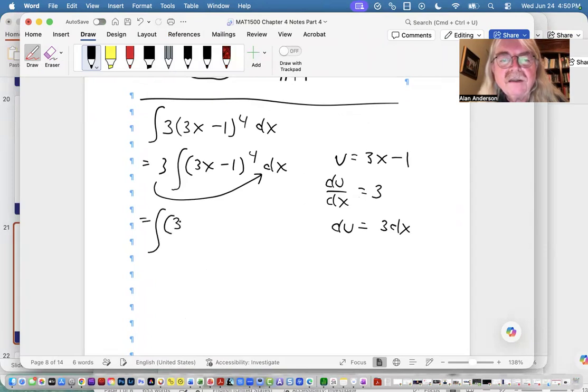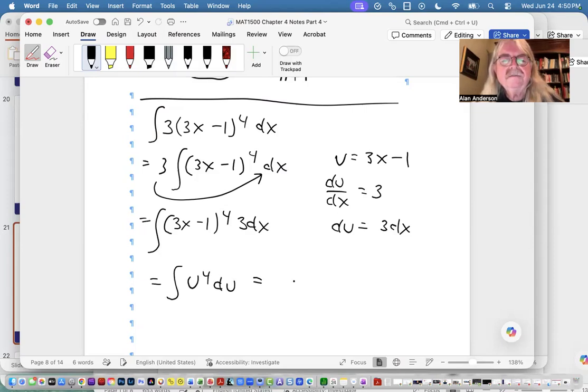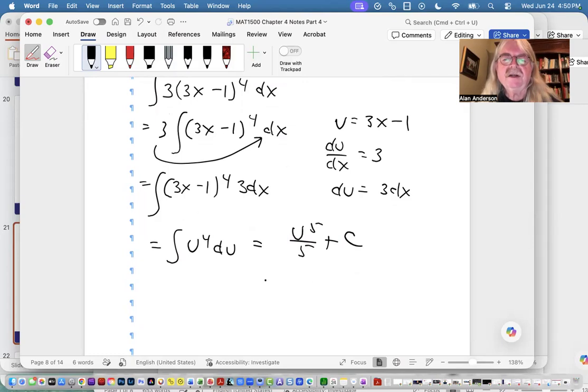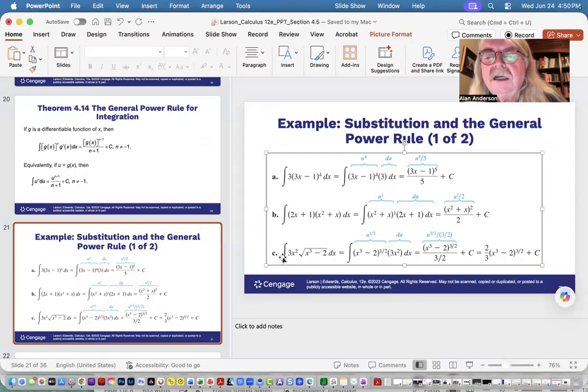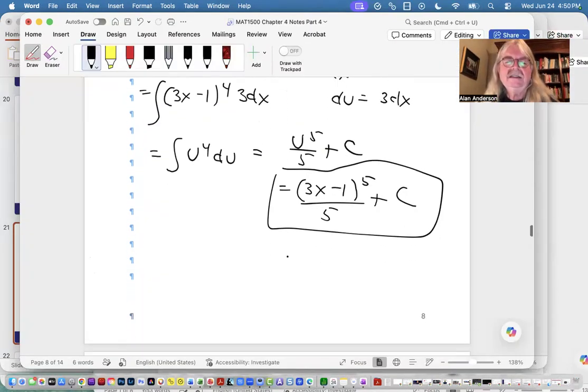So here's what we've got. Think of this as u to the fourth du. And of course, u is just 3x minus 1. And that's it. We're done. Wow. Not bad.